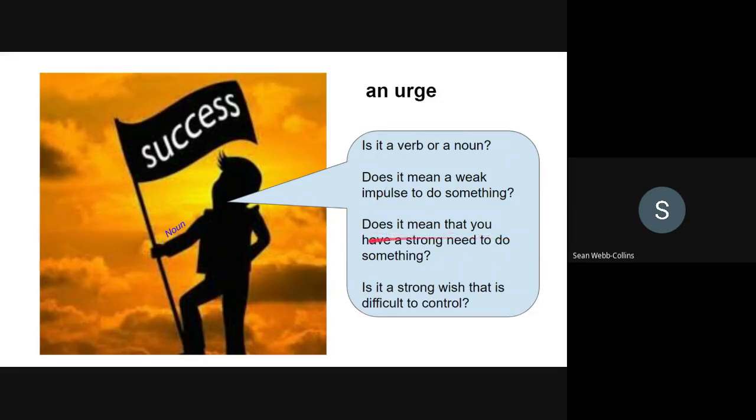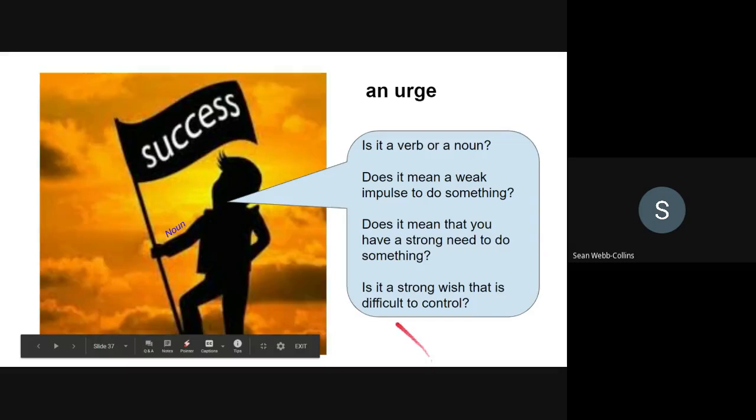And does it mean that you have a strong need to do something? Like we just said, yes. If you have an urge, it means you have a strong need to do something. And number 4, is it a strong wish that is difficult to control? Yes, an urge is something that is hard to control.